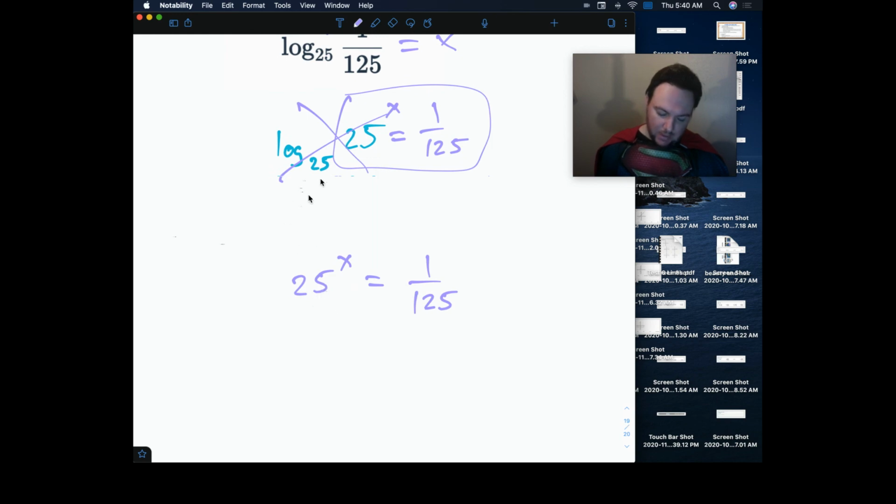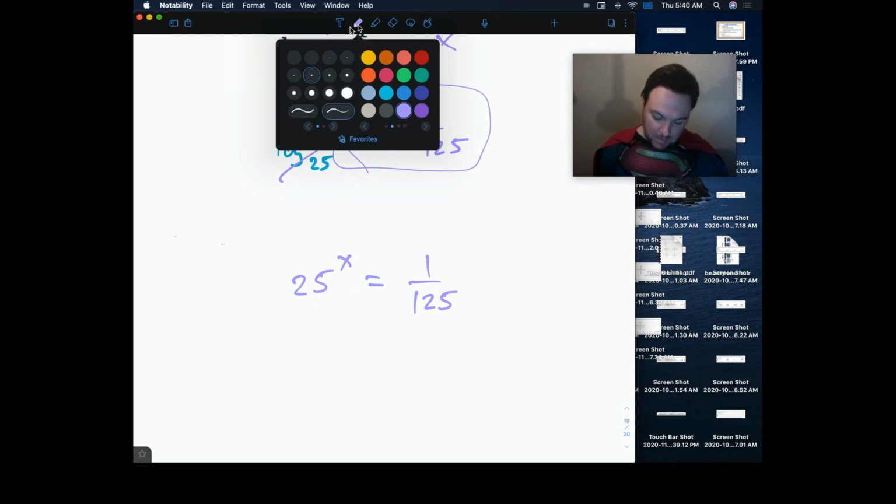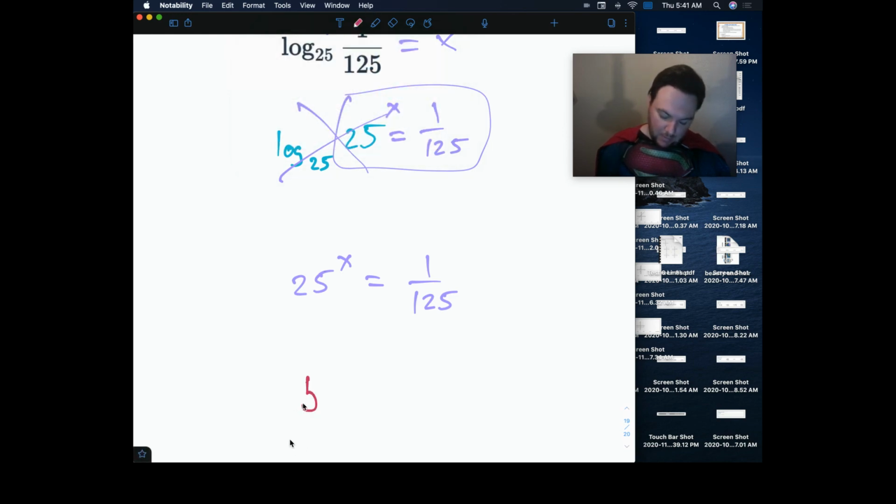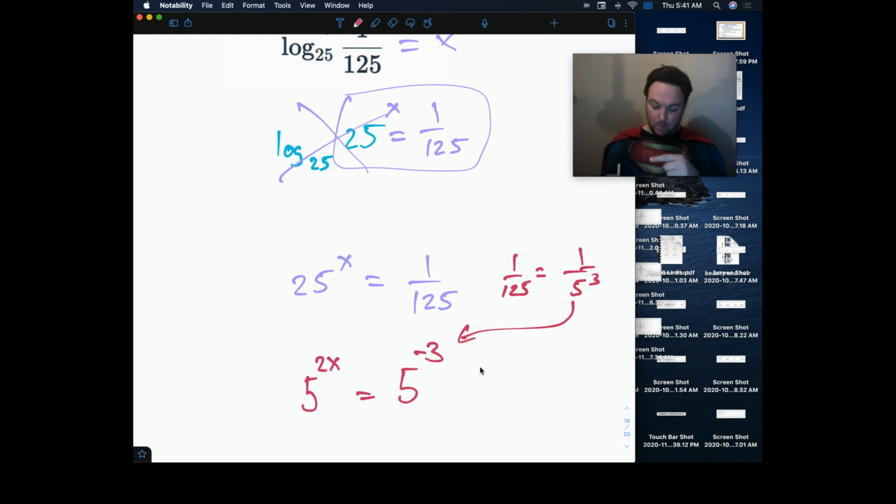Whenever I see 5 in the ones place, clearly that makes me think powers of 5. So I'm going to say that 25 is 5 squared, so that's 5 to the 2x. 125, I hope everybody's cool with. 125 is 5 cubed, but because it's in the denominator, it's going to be negative 3. Whenever you see the reciprocal of 5 cubed, you just make it negative and you get the bases to match.